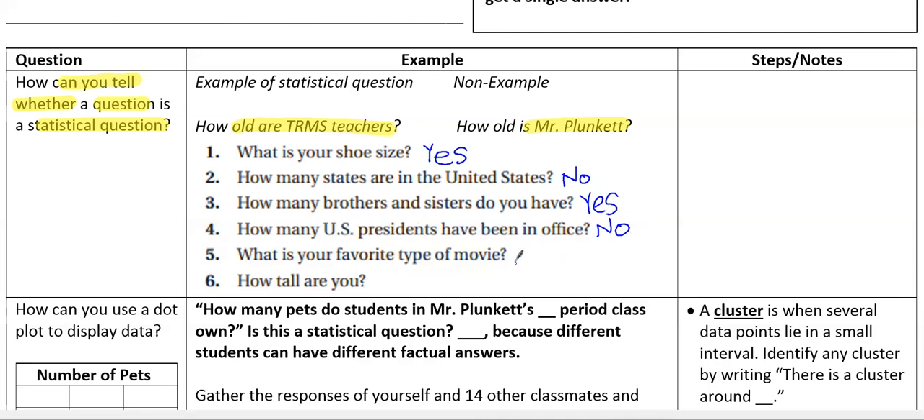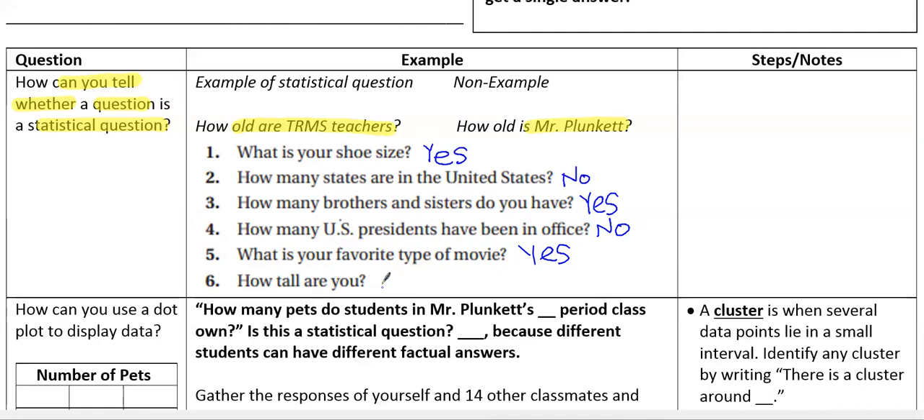What is your favorite type of movie? Interesting. Because favorite types of movies can fall into categories like comedies or action movies or whatever it may be. So those are not numbers. They're not numerical. But if you ask different people, will they necessarily have the same answer? And the answer is no, they won't have the same answer. So yes, that's statistical. You can ask a bunch of different people and figure out which category of movie is most popular or whatever.